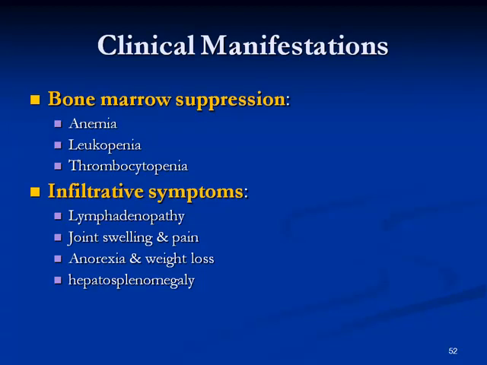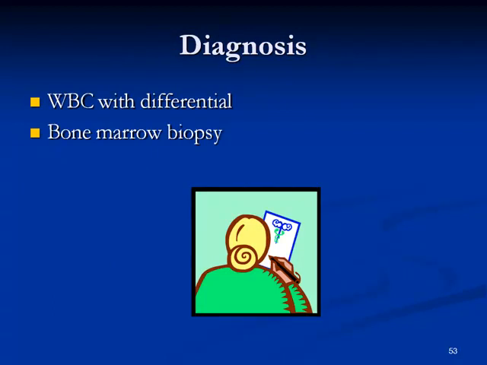If the bone marrow is suppressed, we see suppression of the 3 different types of cells, the red blood cells, white blood cells, and platelets, putting people at risk for bleeding, for infection, and for anemia, signs and symptoms of anemia. And then if the tumors infiltrate into solid tissues, we see other kinds of symptoms like spleen or liver enlargement, if it gets into the joints, swelling and pain, and so on. The diagnosis of leukemia is based on the white blood cell count with a differential looking at the various types of white blood cells that are present, and then a bone marrow biopsy to tell us really what's happening in the bone marrow.